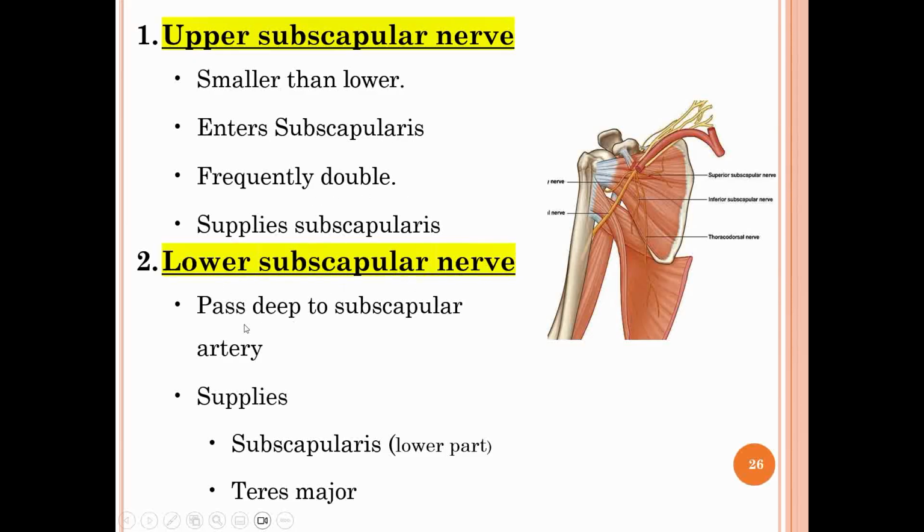Lower subscapular, it is passing deep to the subscapularis muscle and it supplies the lower part of the subscapularis muscle and teres major. Remember, teres major is supplied by the lower subscapular nerve, which is the branch from the posterior cord, and we have already seen that the upper subscapular is supplying the upper part of the subscapularis muscle.